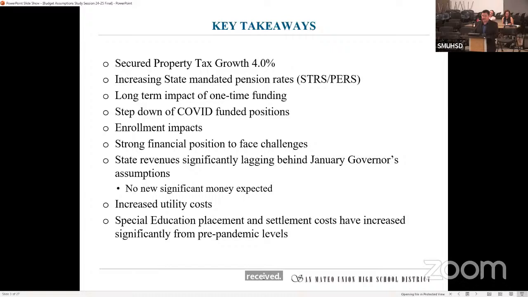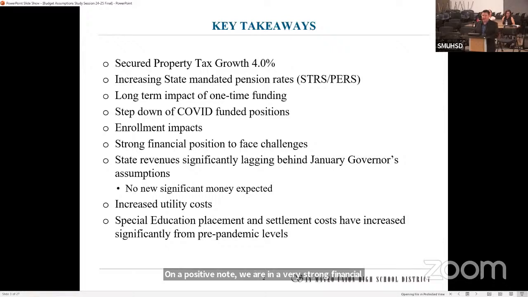Enrollment impacts. As a district, we are seeing a slow decline over the last few years, and we continue to see that, but it doesn't affect all sites equally. So every site is a little bit unique in terms of how that will impact them. On a positive note, we are in a very strong financial position to face any of the challenges that are ahead of us.